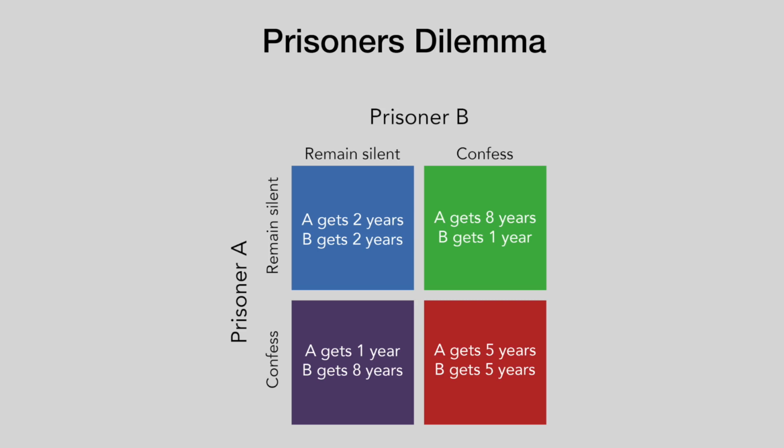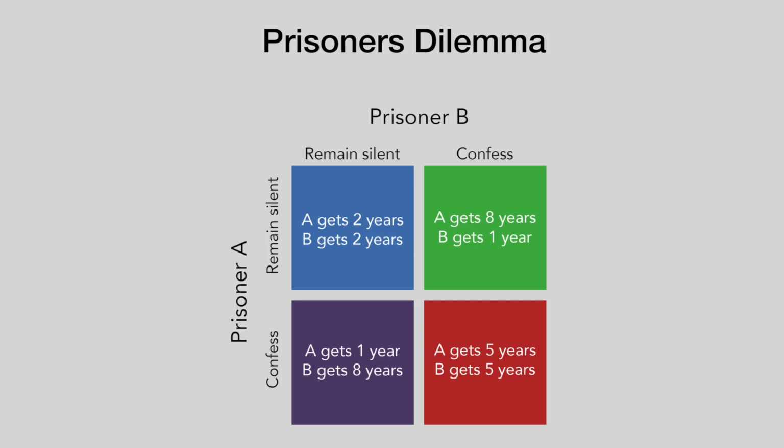The first cell refers to A11, first row and first column. The green one refers to the first row and second column. Therefore, A gets 2 years for prisoner A remaining silent, and B gets 2 years for prisoner B again for remaining silent. It means we have two values, 2 and 2.